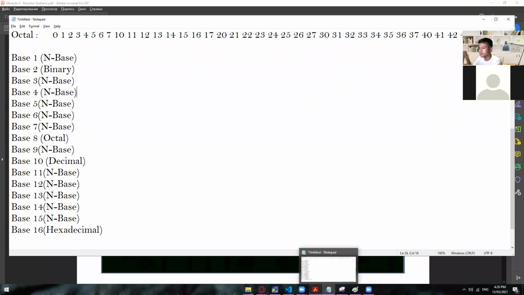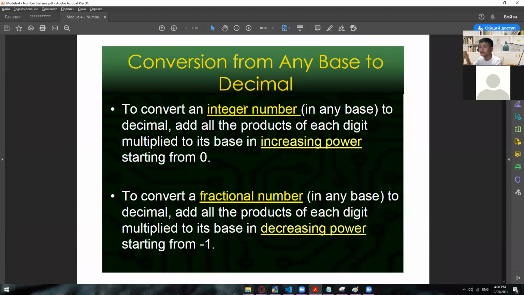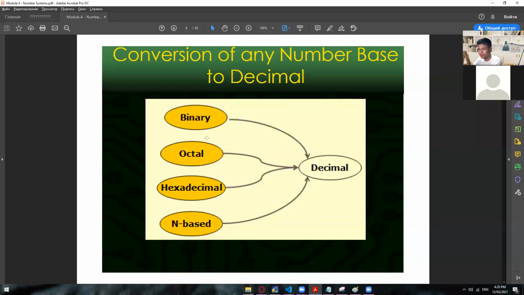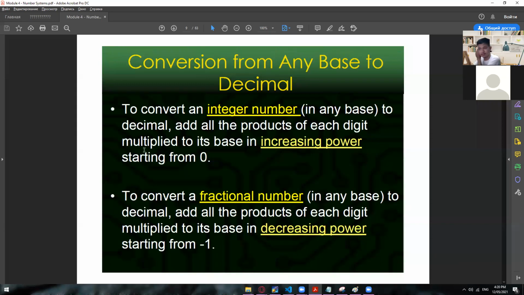All right, so in here, let's do some conversion. Conversion from any base to decimal. We can actually convert any base into decimal. So here are the steps. To convert an integer number in any base to decimal, add all the products of each digit multiplied to its base in increasing power starting from 0.